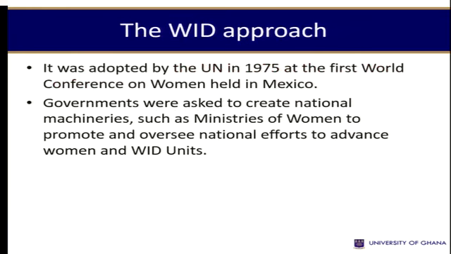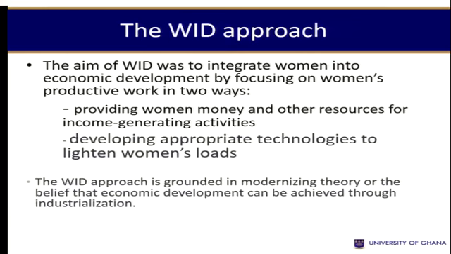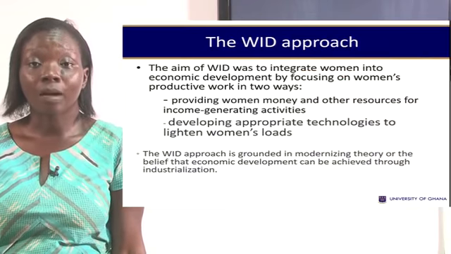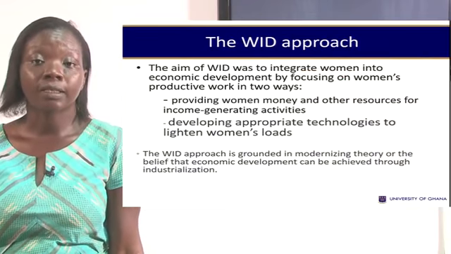So the WID approach was adopted in 1975 at the first World Conference on Women. Governments were asked to create national machineries to promote and oversee efforts at the national level to advance women, and women in development units. The aim of WID was to integrate women into economic development in two main ways. They were supposed to improve the ways in which women did work at home, reproductive labor issues, by creating appropriate technologies. So in Ghana, for example, we adopted gari processing factories.